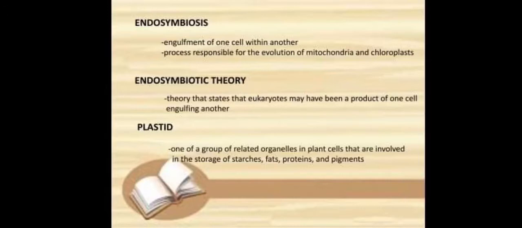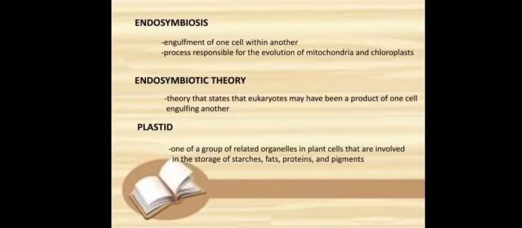First is endosymbiosis. Now, this is the engulfment of one cell within another such that the engulfed cell survives and both cells benefit. The process responsible for the evolution of mitochondria and chloroplasts in eukaryotes.